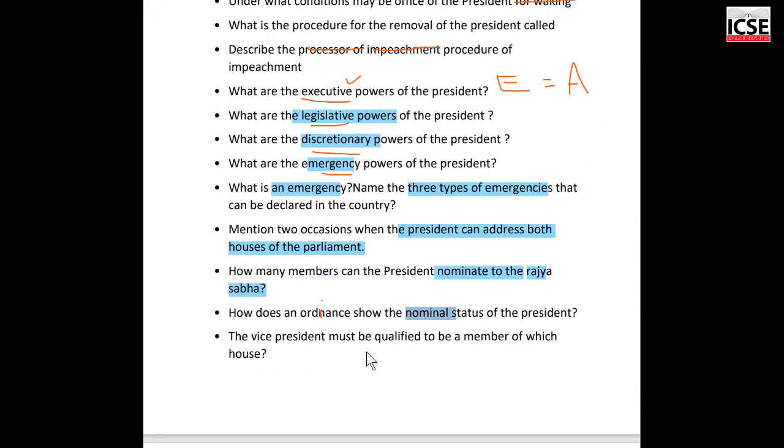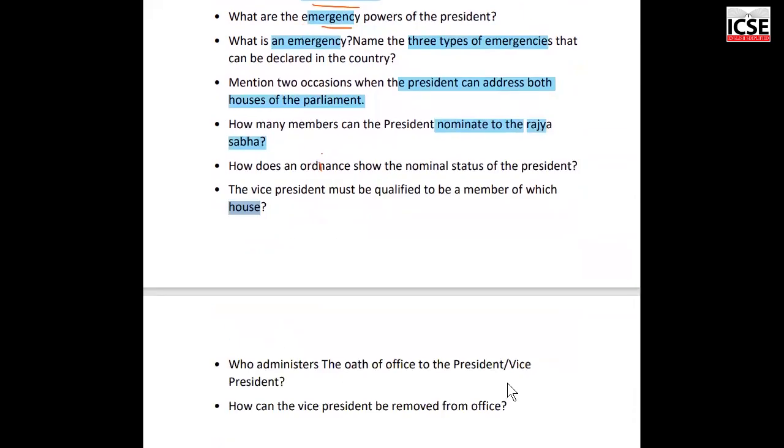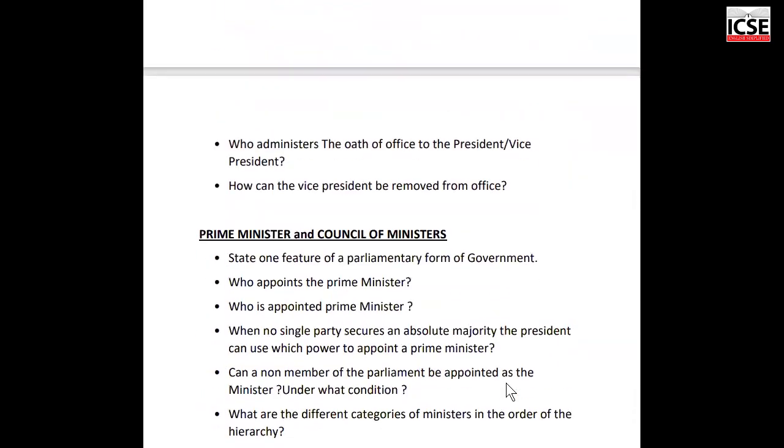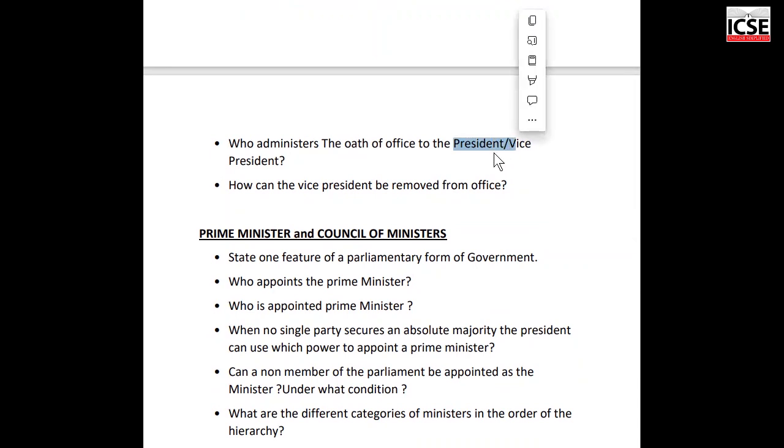The vice president now must be qualified to be a member of which house? He must be qualified to be a member of the Rajya Sabha. Okay, this is important. The president must be qualified to be a member of the Lok Sabha. Then, important question, who administers the oath of office to the president? It is the Chief Justice of India. To the vice president, it is the president who administers the oath of office to him.